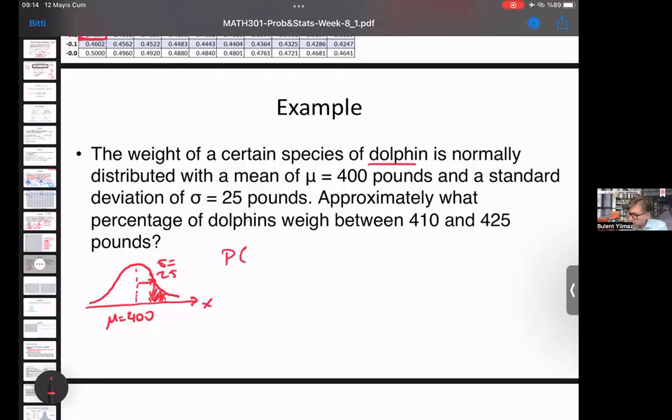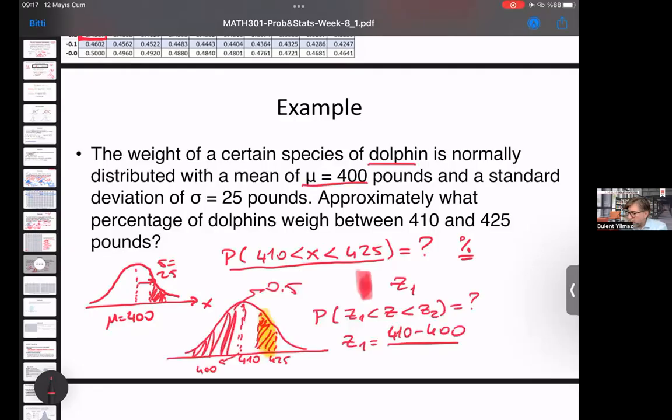Probability of the weight of a dolphin is between 410 and 425. Okay, this is what is being asked. Now I want you to find out, tell me what is the percentage. Okay, tell me this, in terms of percentage or probability. Okay, it's your time now.